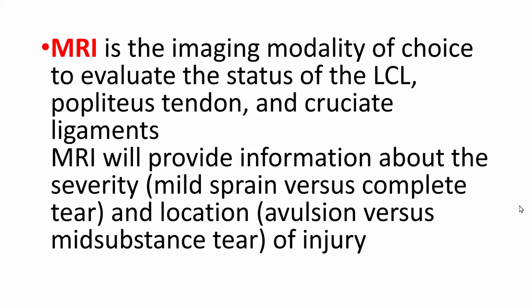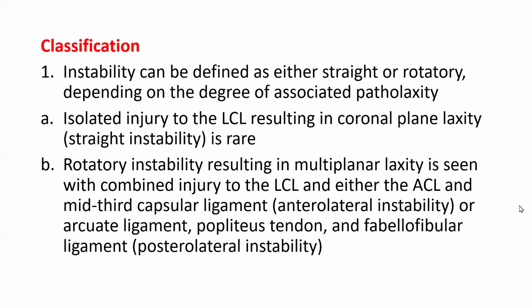MRI will provide information about the severity, mild sprain versus complete tear, and location, avulsion versus mid-substance tear of injury. Classification. Instability can be defined as either straight or rotatory, depending on the degree of associated pathologic laxity. Isolated injury to the lateral collateral ligament results in coronal plane laxity; straight instability is rare. Rotatory instability resulting in multiplanar laxity is seen with combined injury to the LCL and either the ACL and mid-third capsular ligament, anterolateral instability, or the arcuate ligament, popliteus tendon, and fibular ligament, posterolateral instability.